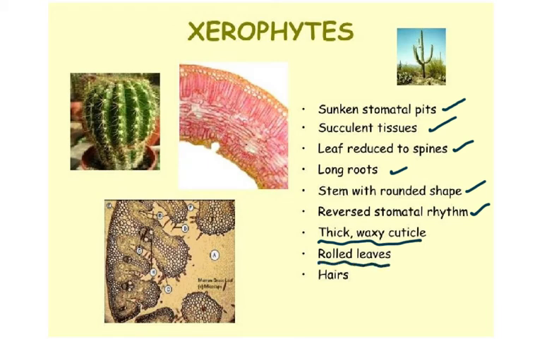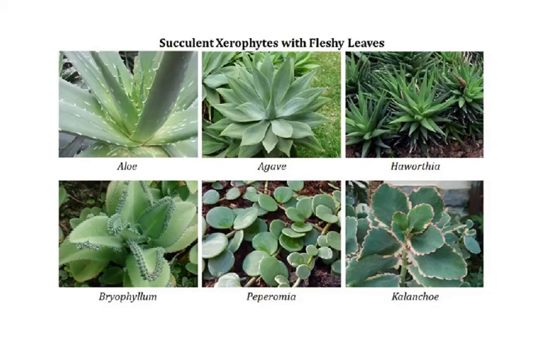Please do not say folded leaves, it's very wrong to use the word folded. And they've got hairs, which of course trap a layer of air, and that prevents water vapor being carried away by wind, so no gradient exists, so there will be less transpiration because of the hairs. Here again we have some pictures of succulent xerophytes with fleshy leaves. Of course the fleshy leaves are there because they can store water for longer times, so some nice images.